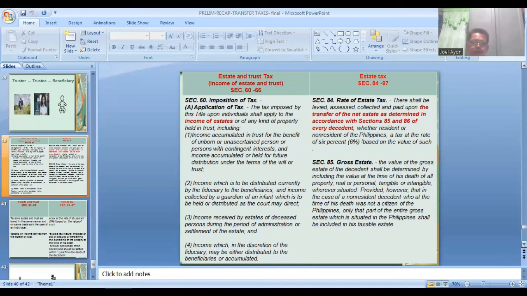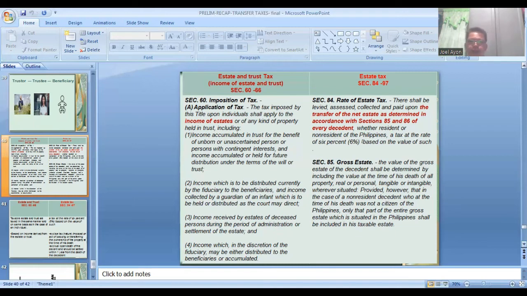Again, I would like to reiterate that sections 60 to 66 cover the income of the estate and trust, and it is computed the same as the income of an individual taxpayer. So how to get the income of the estates? The same graduated tax of the individual taxpayer.